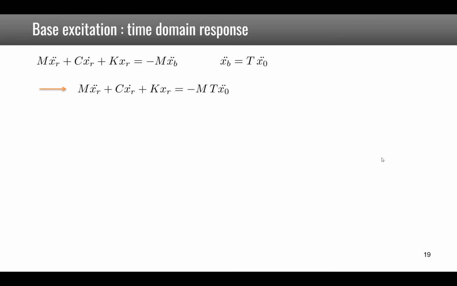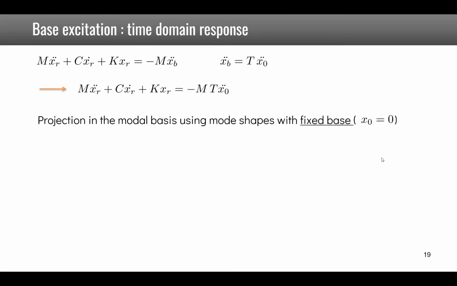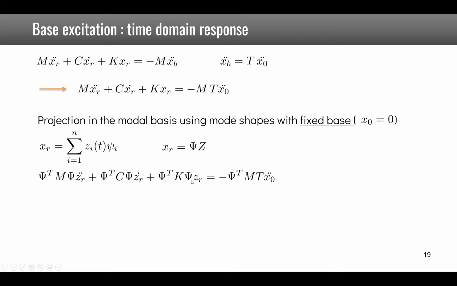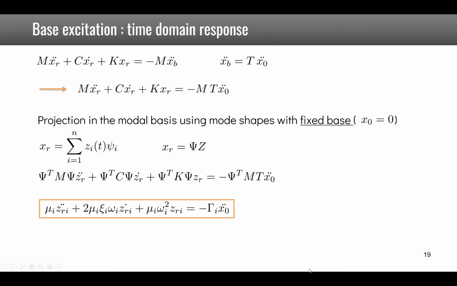Then we have the following equations of motion, and we can project them in the modal basis using mode shapes with fixed base, so with x0 equal to 0. In this case, we end up with the following equation, and by using the diagonalization and assuming small damping, we can come up with the following equation to solve for each mode shape. You recognize the modal mass, the modal stiffness, and the modal damping coefficient, and the excitation is given by a factor gamma i, which is the modal acceleration factor.